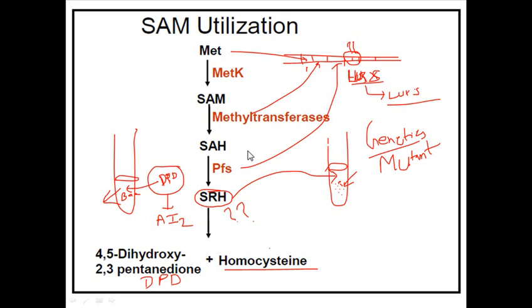This protein is added into a test tube. So in a test tube we add SRH, then add some LuxS protein, and after some time of incubation, what we see are these products, homocysteine and dihydroxypentadione, or DPD. This is a moment of clap. Something is discovered, really interesting, really fascinating.